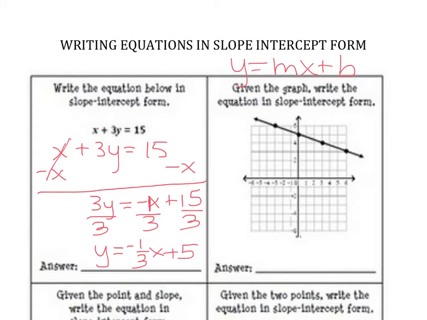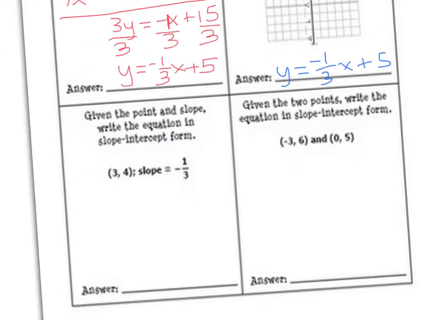So that's what we should get for all the other equations. Let's see if we do. Here we need m equals and b equals. Look at m. How do I get from point to point? I have to go down 1 over 3. Down 1 over 3. And where do I cross the y-axis? Right at 5. Y equals negative 1/3 x plus 5. Okay. Let's look at the last two.